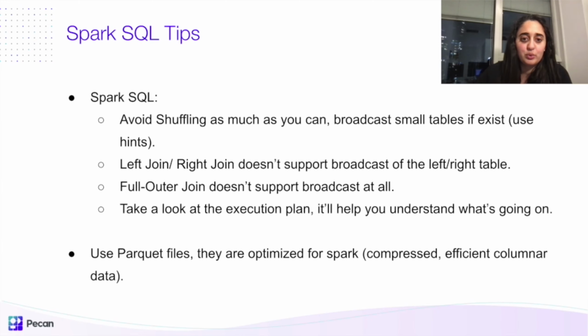Another tip is to use file formats that are optimized for Spark. For example, we prefer to use Parquet, which is a compressed and efficient columnar data format, over CSV. And of course, there are so many more tips and so much more to talk about Spark, and especially about optimizations in Spark. But since we have only 1 hour, let's try to cover some more tips.